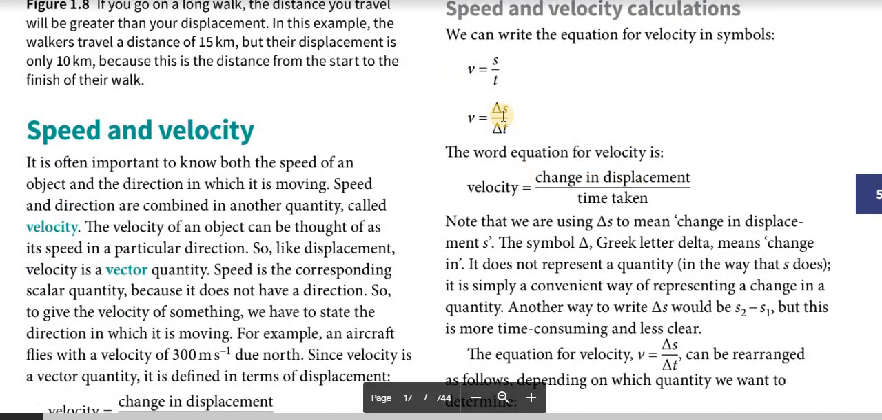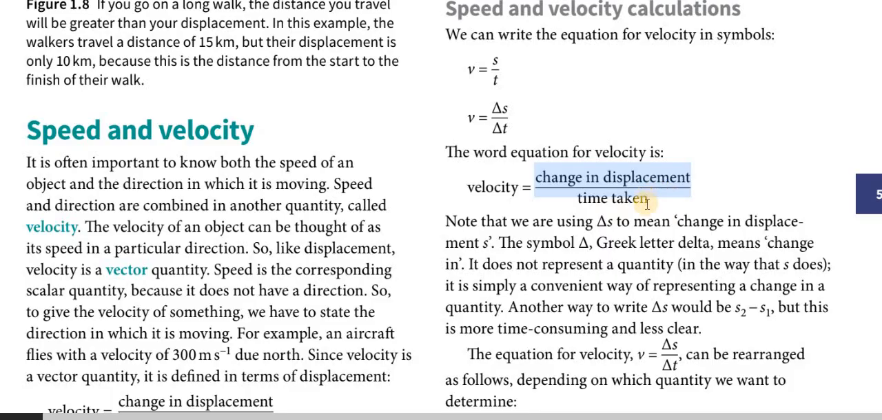Okay, this letter delta is capital delta. We use it to indicate change. Delta is used to indicate change in physics. So this is the change in displacement. You can see that over here, divided by the time taken for that change in displacement.